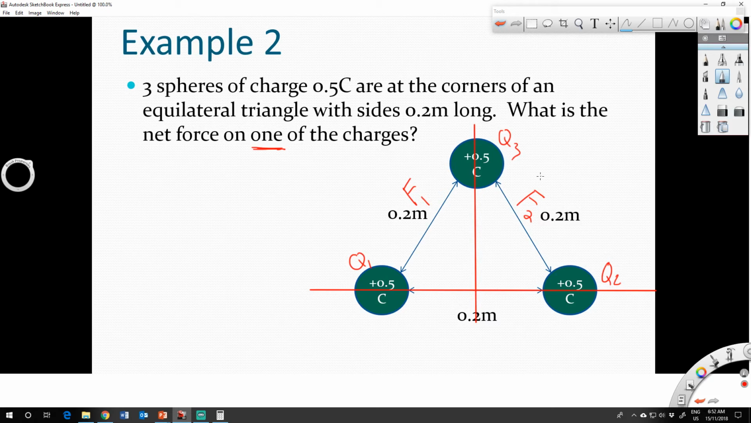All right, so as you can see here, F1 and F2 are both kind of pointed at an angle. They're not straight on like in the previous example. But that's okay because we are told that this is an equilateral triangle. So this angle here is 60 degrees. So that angle there is also 60 degrees because this is an equilateral triangle.